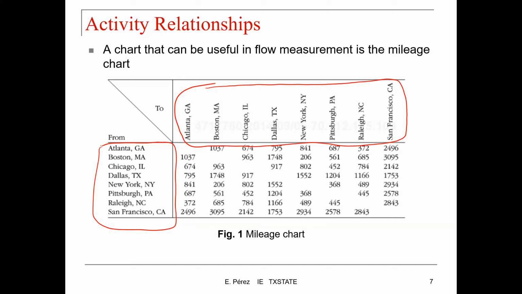So the idea here is like you list all these cities, and then you have the same cities here. So that's what's going to create these empty diagonal cells. So these two pieces of the matrix should be similar. Like for example, the distance between Atlanta and Boston is 1,037, which is the same distance between Boston and Atlanta, right? Same thing, Atlanta to Chicago, 674, Chicago to Atlanta, 674, and so on. So this is what is known as a mileage chart.